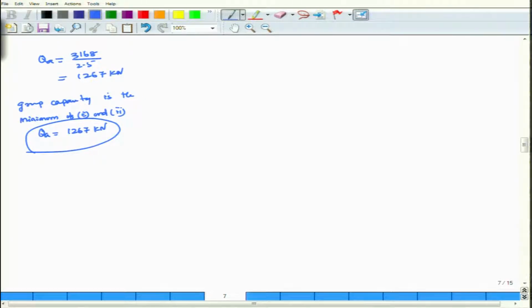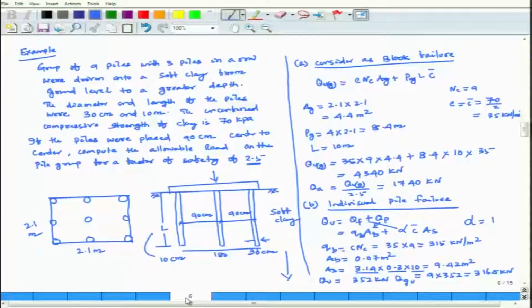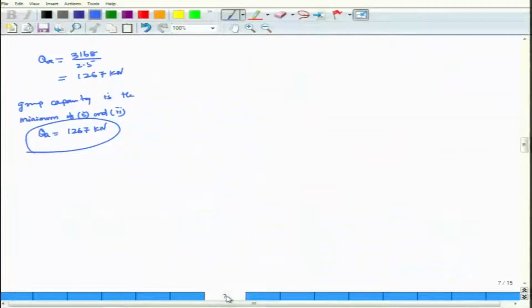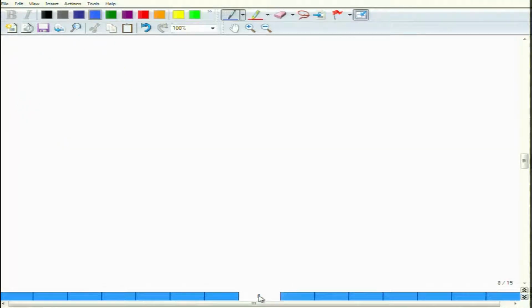One example. Now next part is your example I have solved about the group capacity, group of pile, 9 piles in a group placed in a clay soil, considering a block failure, considering a single pile failure, the capacity whichever is minimum is considered as a group capacity. Next is your settlement of pile groups.